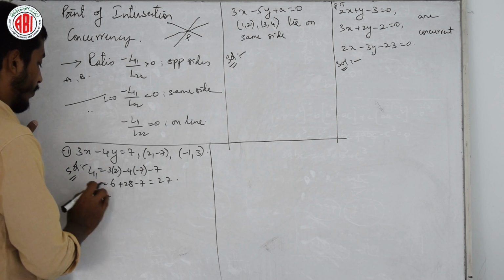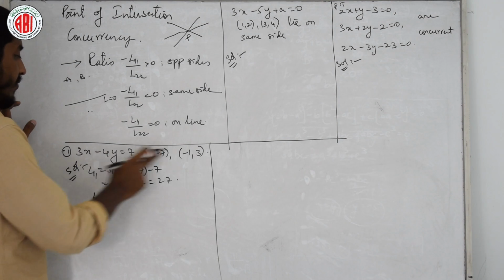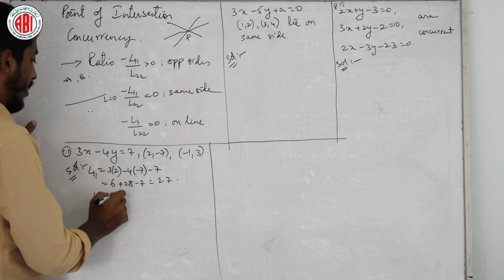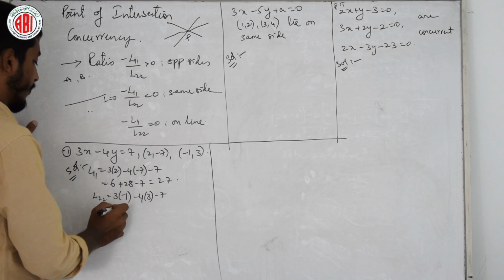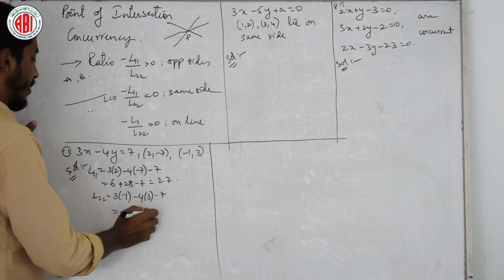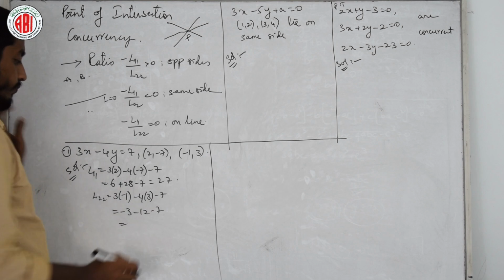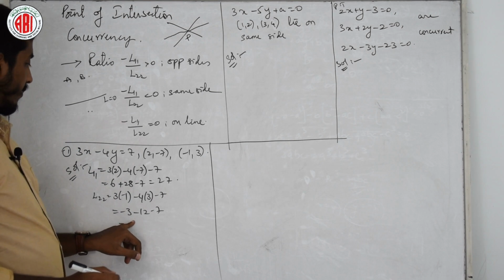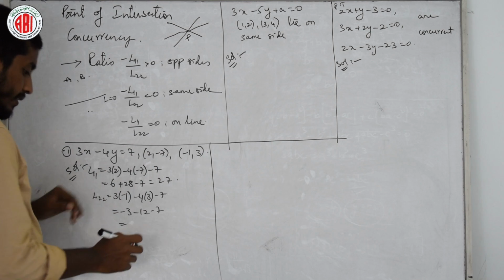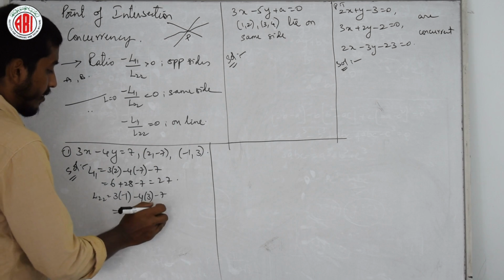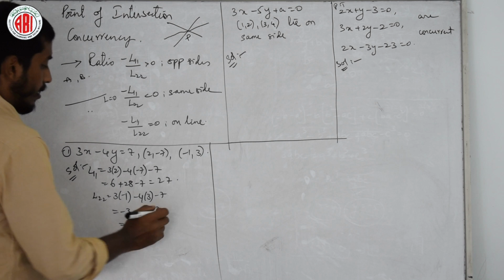Next, L2. That is, we have to substitute the second point in this. 3 into minus 1, minus 4 into 3, minus 7. This is minus 3, minus 12, minus 7. Right? All are negative here. Here it is minus 22.